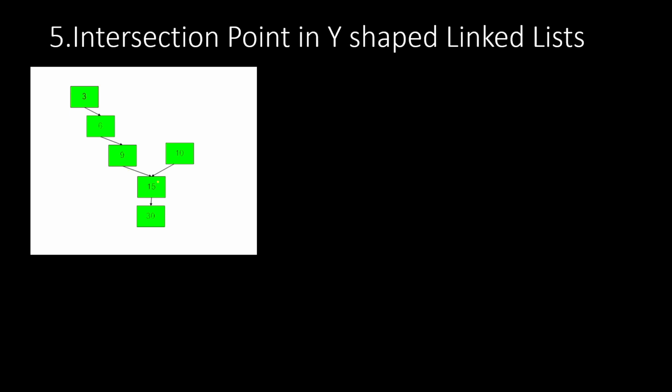This 9 is pointing toward 15, 10 is pointing toward 15. Both of those addresses are the same. One method that we are going to use in this video is to count how many values are there in each linked list. The first linked list will be this one, 3, 6, 9, 15, 30.